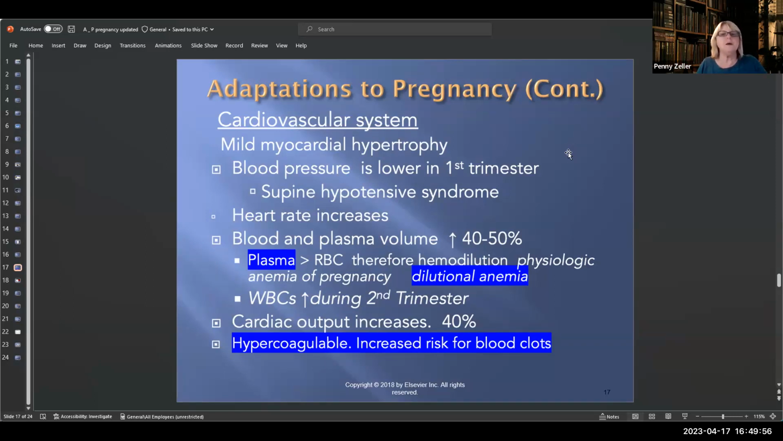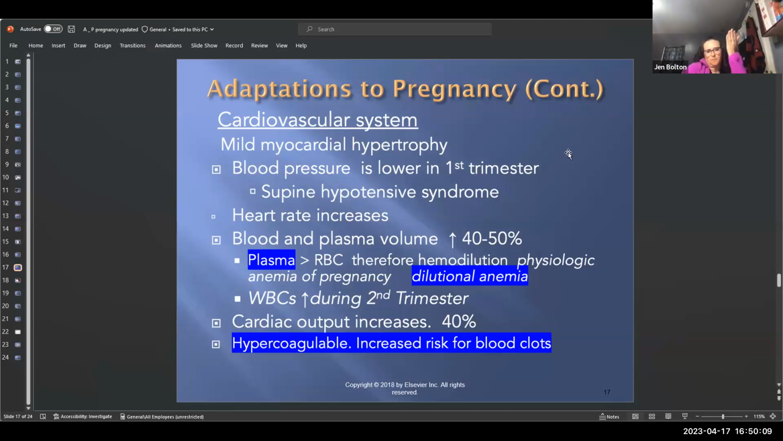And I have a picture of supine hypotensive syndrome. Can anybody figure out what that means? What does supine mean? Like face up. Yeah, Thomas, being flat down, face up. So lying down flat is supine. If you have a woman that's largely pregnant, super gravid, and she's got this big baby and all this amniotic fluid and this big uterus pushing down when she's lying down, what's it pressing against?